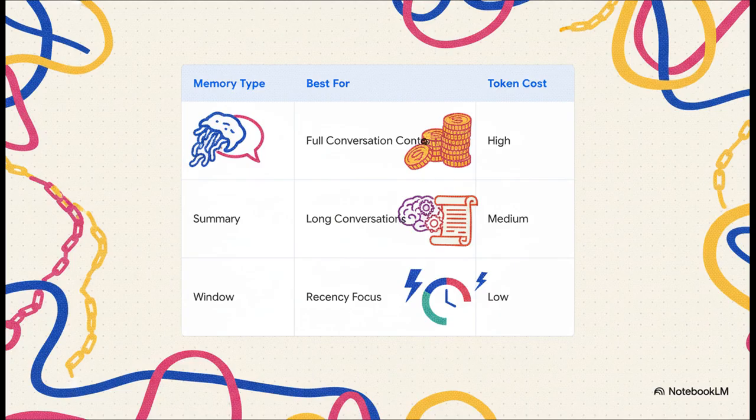You've got options, and it's all about trade-offs. You can use buffer memory, which remembers absolutely everything, but it gets expensive, because every word costs you tokens. Then there's summary memory, which is like a smart assistant that condenses the conversation to save you money. And for speed, you've got window memory, which just keeps track of the last few things you said. Choosing the right one is your first pro-level decision.